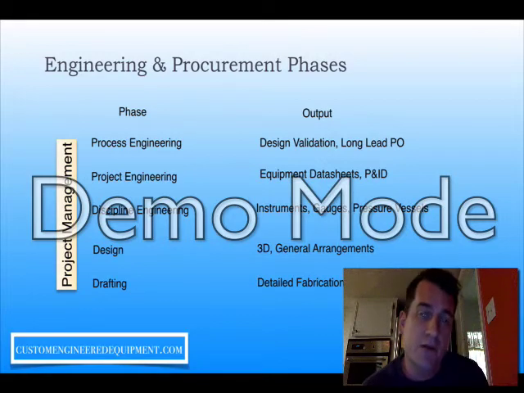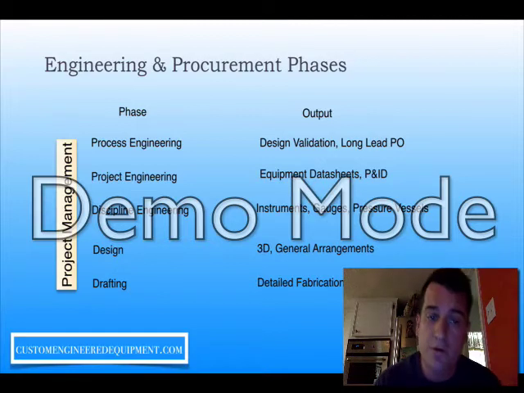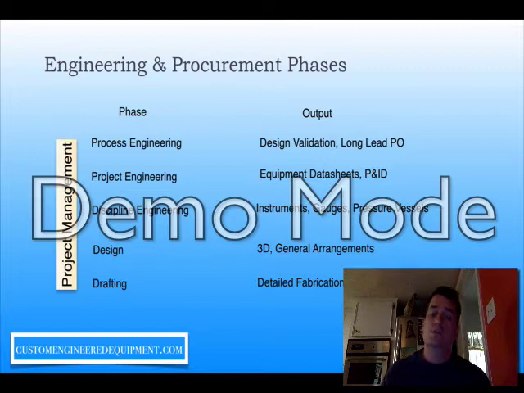Typically, you'll see the process engineering is the first step. That's where designs are validated, long lead POs are placed, and the overall function of the equipment in question is validated. From there, it'll go into project engineering, where equipment data sheets are generated, a piping and instrument diagram is also put together, and additional long lead POs are also ordered during that phase.